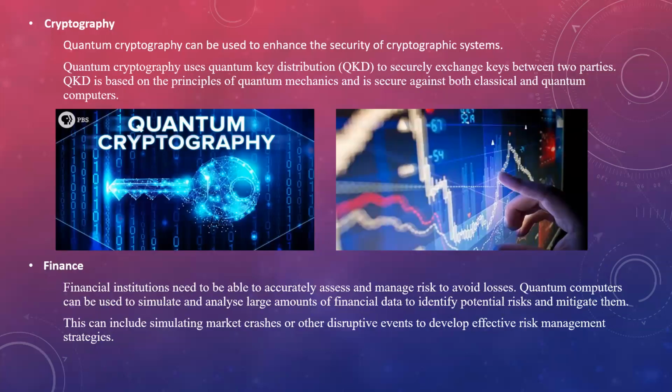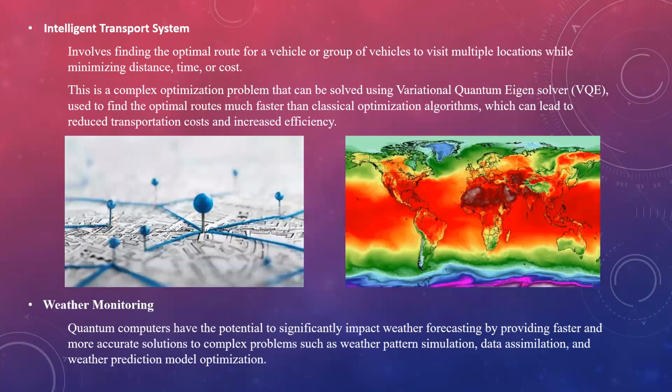So the next application is finance. Financial institutions need to be able to accurately assess risk management to avoid losses. Quantum computers can be used to simulate and analyze large amounts of financial data to identify potential risks and mitigate them. This can include simulating market crashes or other disruptive events to develop effective risk management strategies. So the next application is intelligent transport systems.